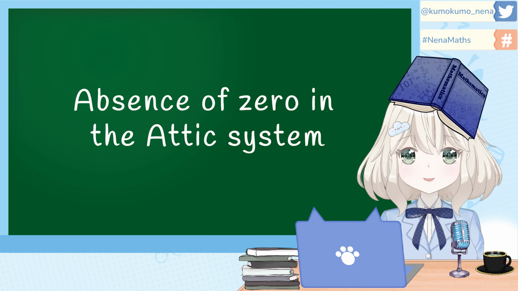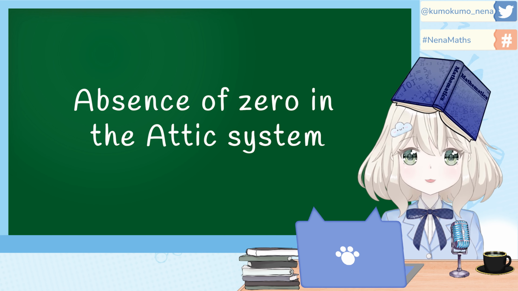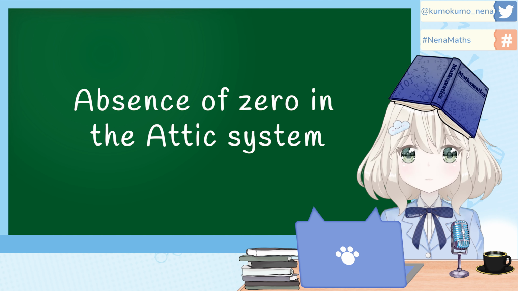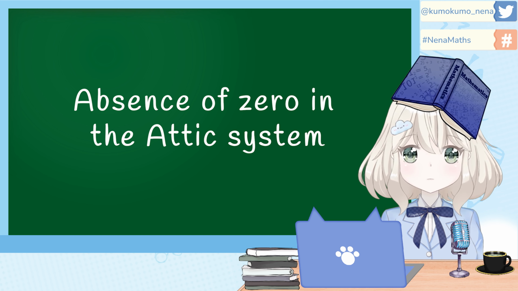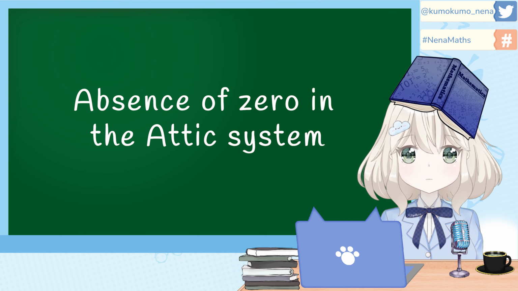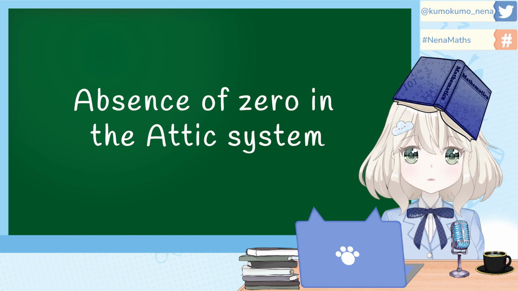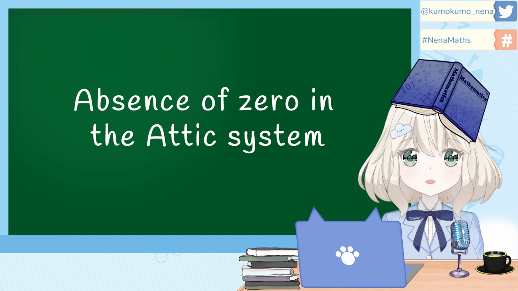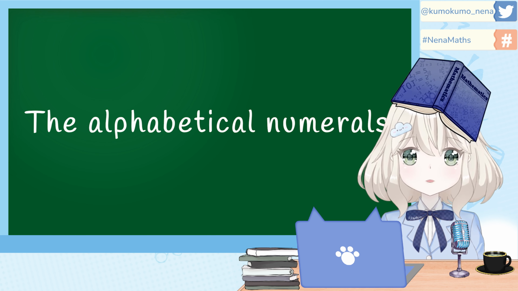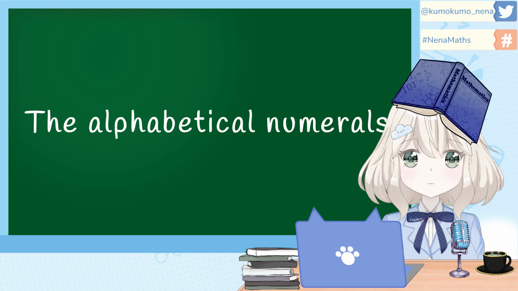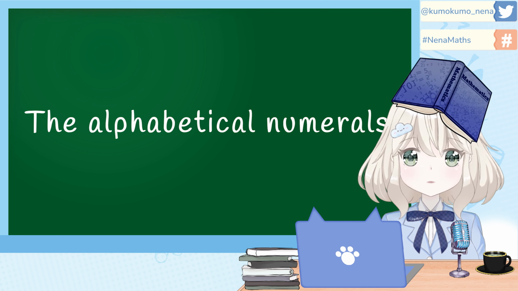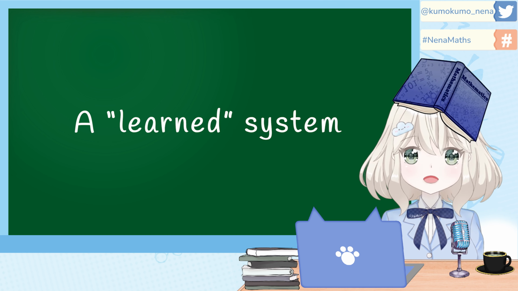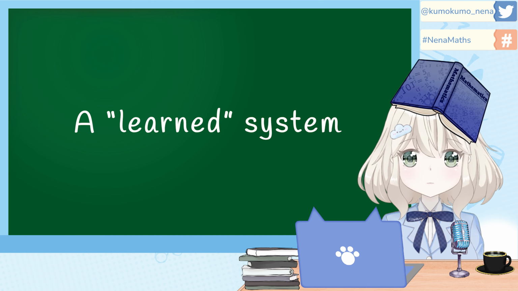Recall that in the first math video, when we introduced the number system in Mesopotamia, we used the place value system, but the Attic system does not rely on the concept of place value, so the Attic system does not require the use of a zero for an empty column. However, the Attic system gave us very long numbers, so the system was soon replaced by a more efficient number system, the alphabetical numerals, often known as the learned system.